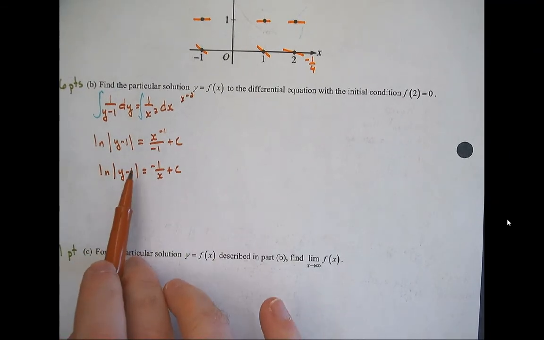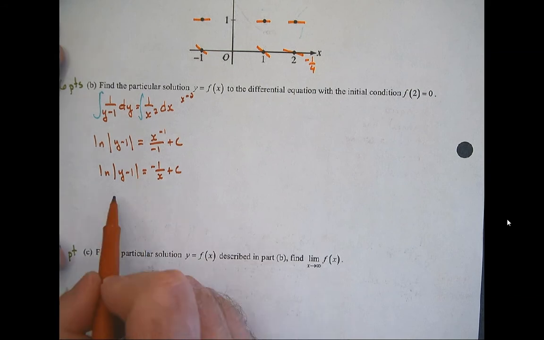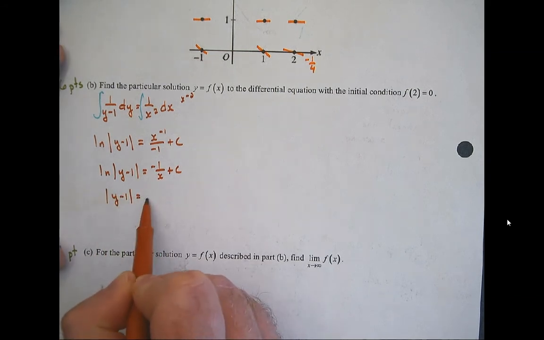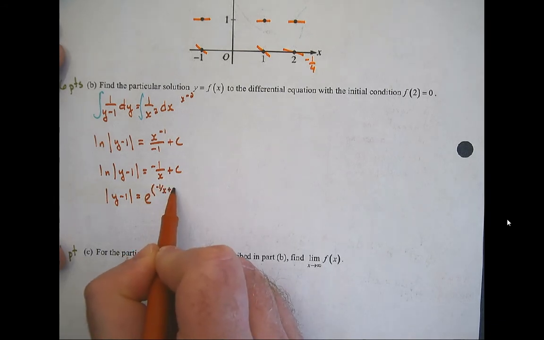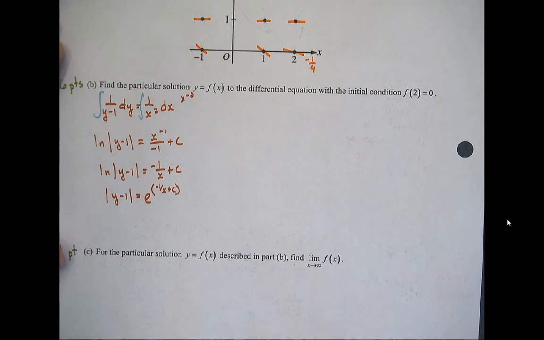I can't get to the negative 1, so I'm going to take care of the natural log first. Absolute y minus 1 equals e to the negative 1 over x plus c. Notice how I grouped that so I wouldn't lose anything. Now, this is that trick. You can go two ways here. There are two ways to finish this problem.